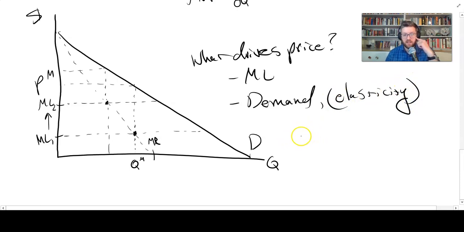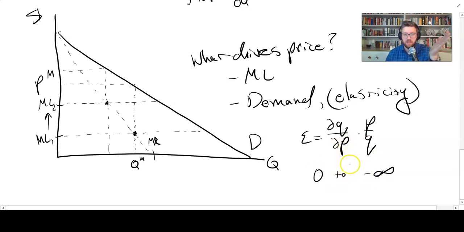So recall that elasticity is equal to the partial derivative of quantity with respect to price times P over Q. And so it ranges from 0 to basically negative infinity. It's a measure of by what percent quantity changes when we change price by 1%. If it's 0, then that means quantity never changes whatever the price is. People always buy the same amount.